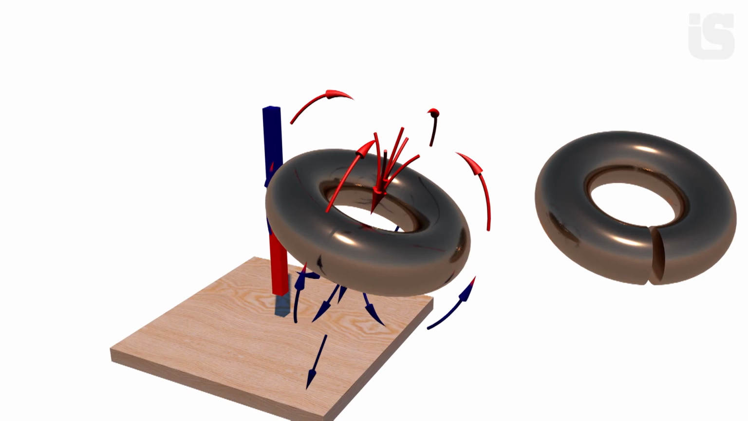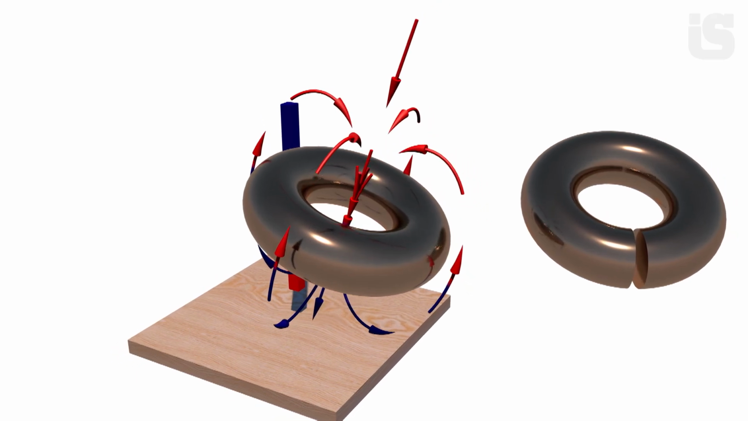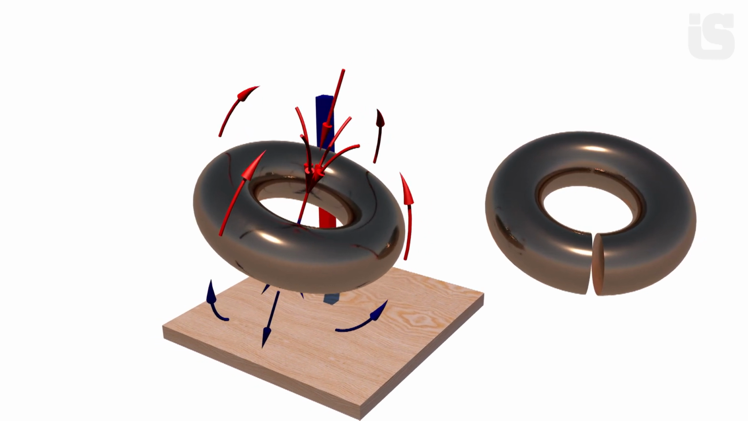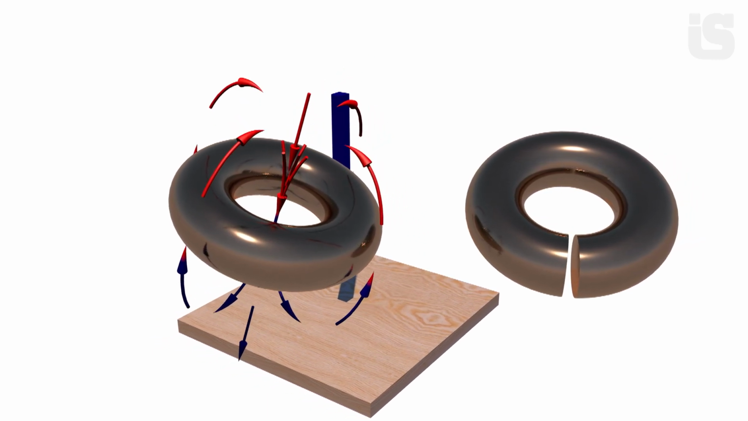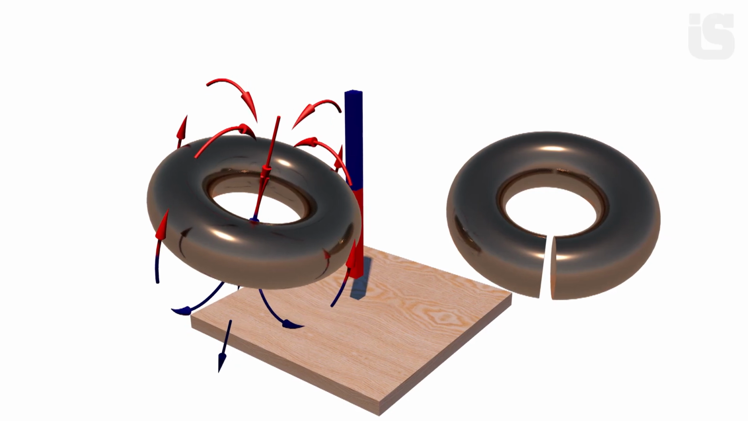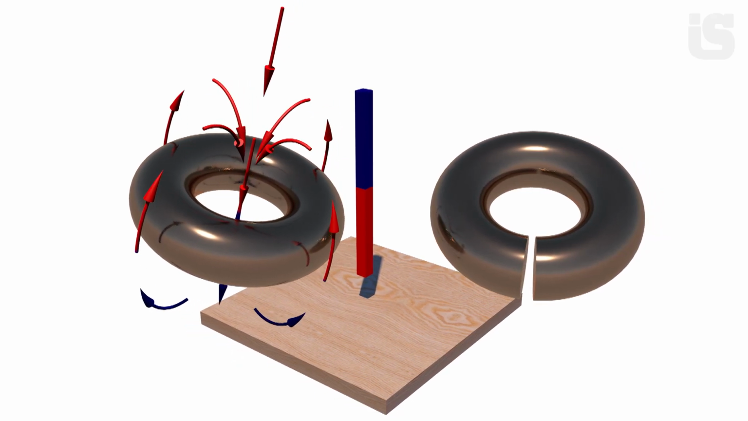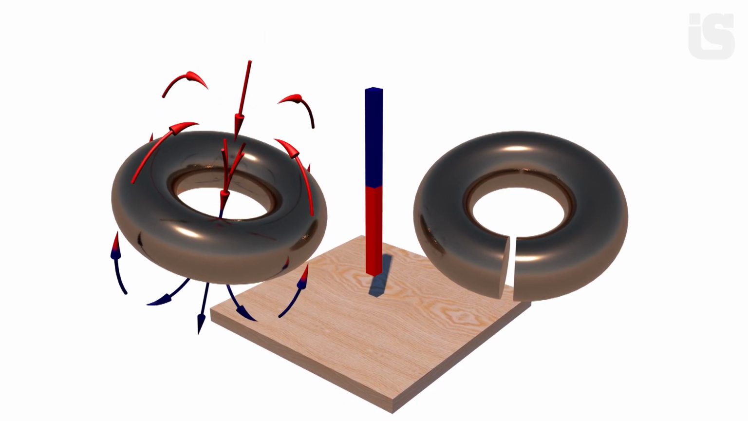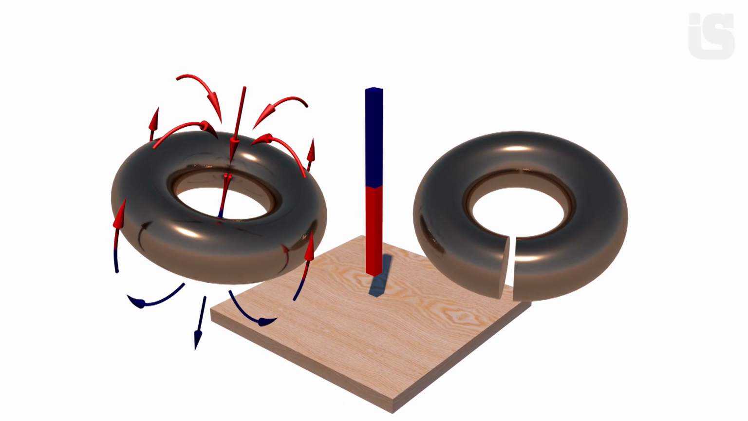Why doesn't the ring, which isn't cut, stop and remain suspended in place? Because motion is necessary for an induced current and the magnetic field it creates to occur. An induced current arises only when the ring crosses the magnet's lines of force, and the ring slowly slides down along the magnet.